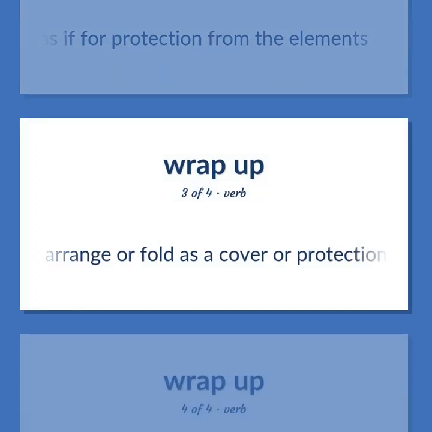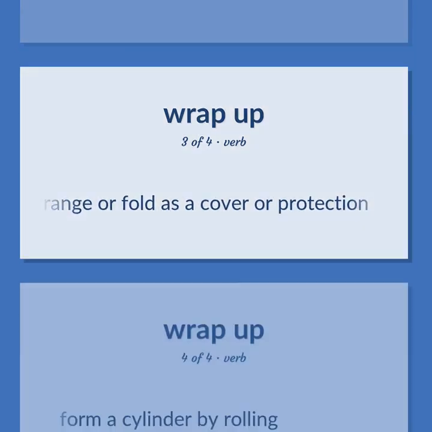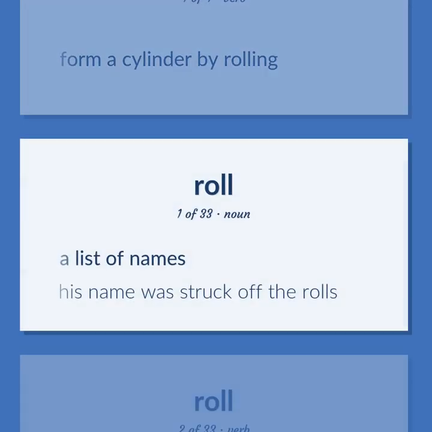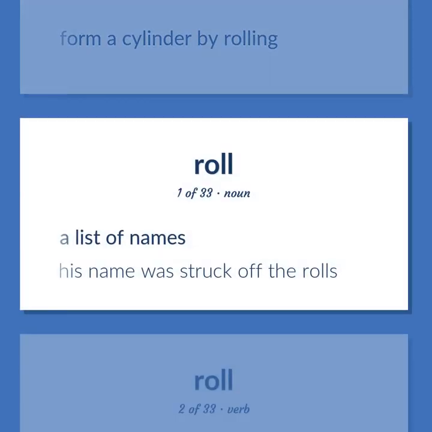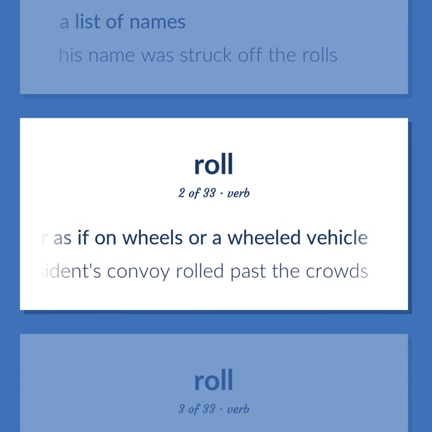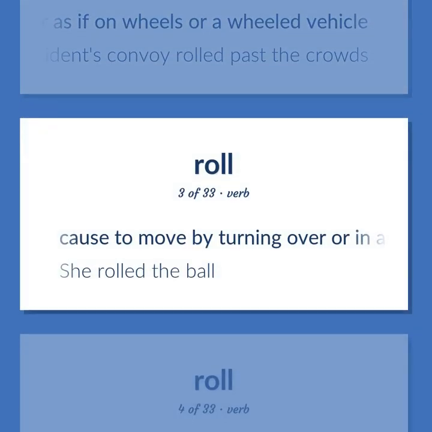Arrange or fold as a cover or protection. Form a cylinder by rolling. A list of names. His name was struck off the rolls. Move along on or as if on wheels or a wheeled vehicle. The president's convoy rolled past the crowds. Cause to move by turning over or in a circular manner or as if on an axis. She rolled the ball.